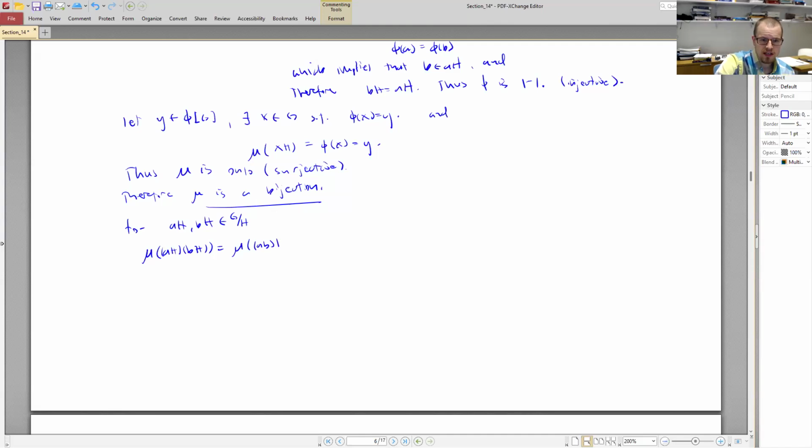A times BH. And by the definition of mu, this is phi of AB, but phi itself is a homomorphism, so this is equal to phi of A, phi of B, and this is precisely the definition of mu of AH times mu of BH. It satisfies the homomorphism property. Thus, mu is an isomorphism. Fantastic.